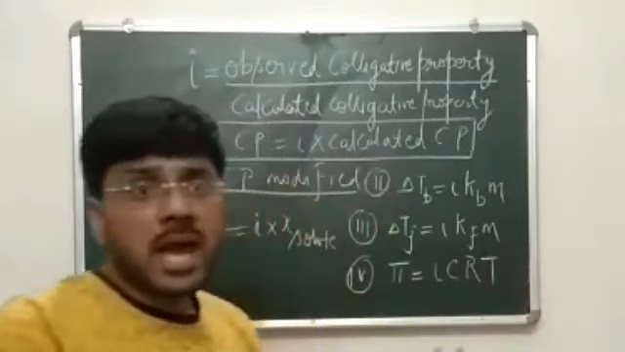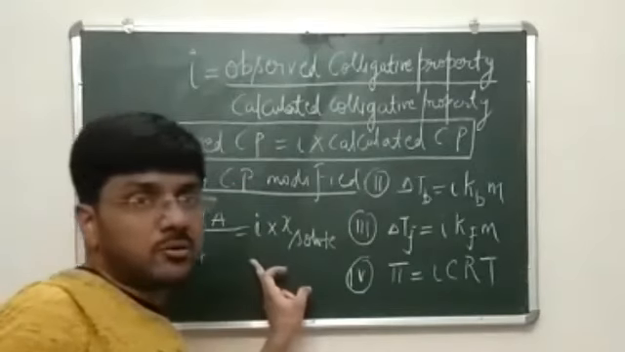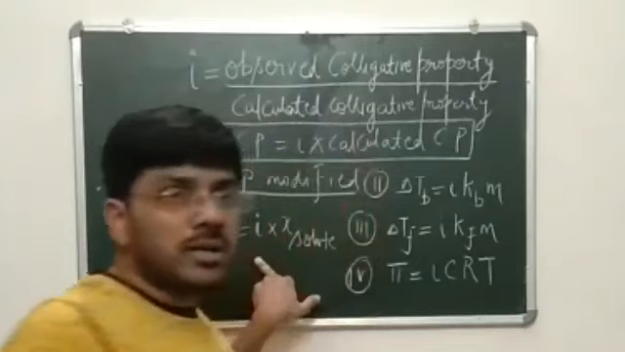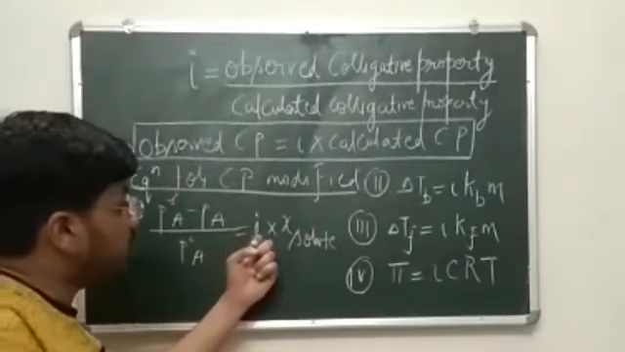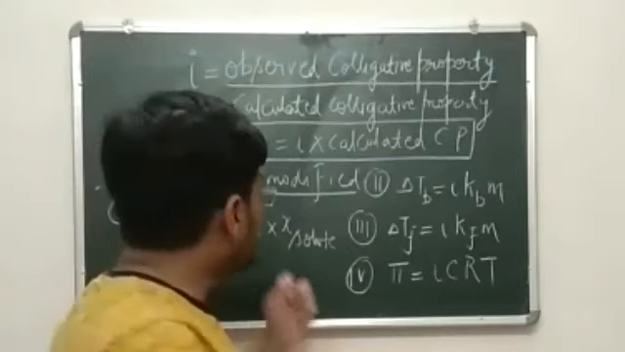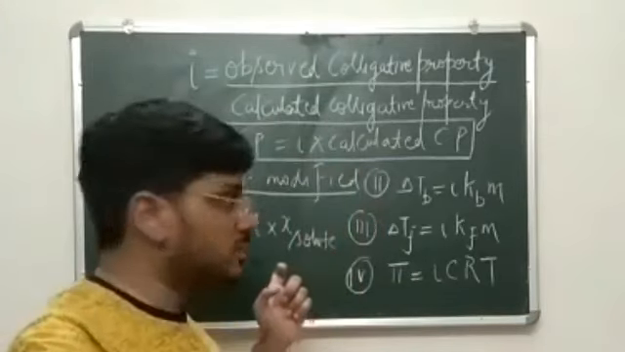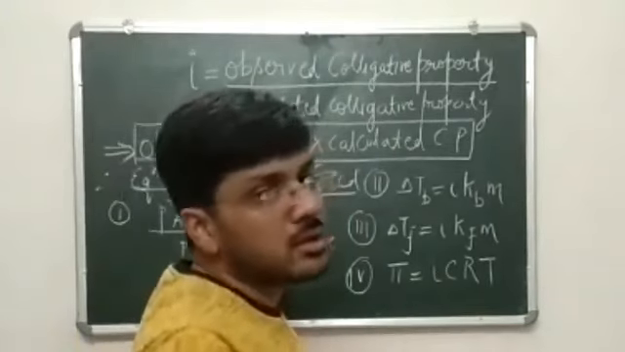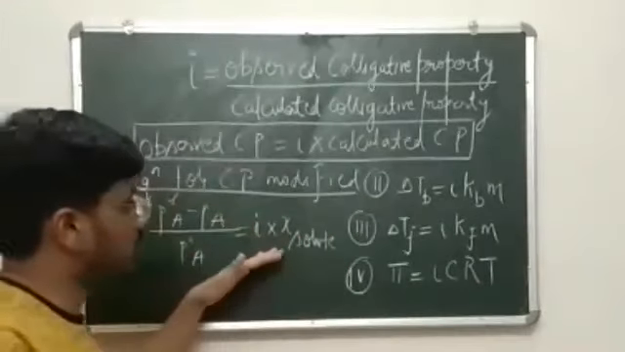Now we have to note that these equations are applicable for electrolytes as well as for non-electrolytes. In the case of non-electrolytes, we take the iota factor equal to 1. But for electrolytes which undergo association or dissociation, we have studied how to calculate the value of iota. So we will put in the value of iota to calculate the value of the colligative property.